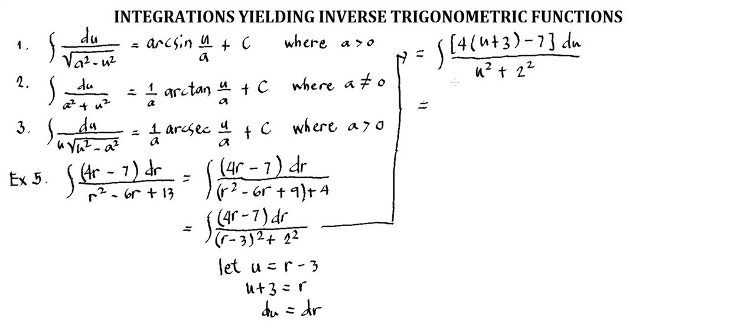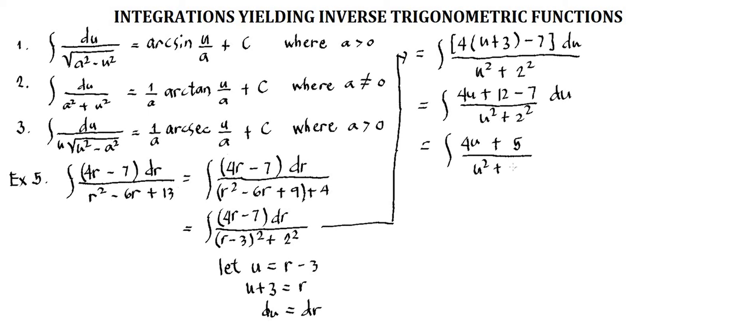Expand natin yung numerator natin. So, multiply natin yung 4 sa u plus 3. So, magkakaroon tayo ng 4u and then plus 12 and then minus 7 divided by u squared plus 2 squared du. Okay? So, integral of yung 12 minus 7 equals 5. So, magkakaroon tayo ng 4u plus 5 divided by u squared plus 2 squared times du.